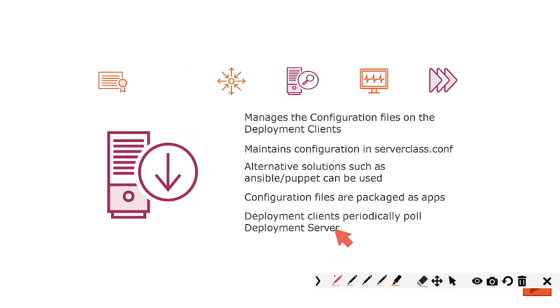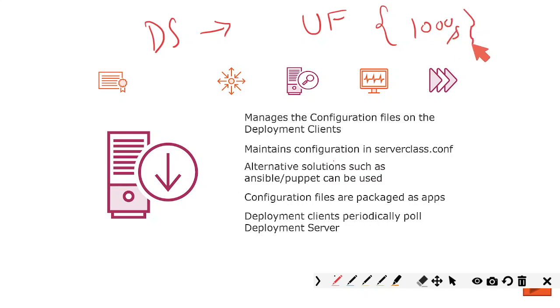Then we have what we call the deployment server. The deployment server is one of the ways by which we manage a lot of universal forwarders. Universal forwarders in your environment can number in the hundreds or thousands depending on your environment. So how can we manage all the configuration files on the universal forwarders? We always do it with the help of the deployment server, and these universal forwarders are the deployment clients. To manage those deployment clients from the deployment server console, we normally make use of a configuration file called serverclass.conf.